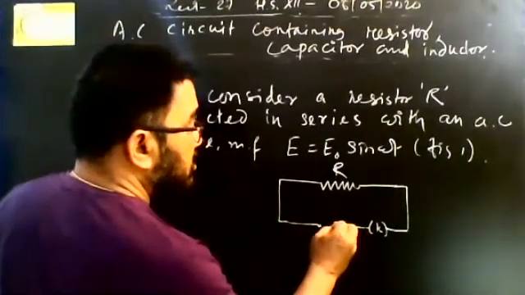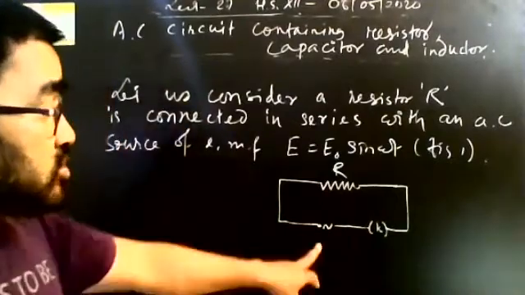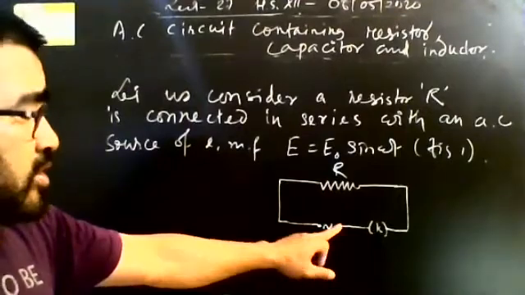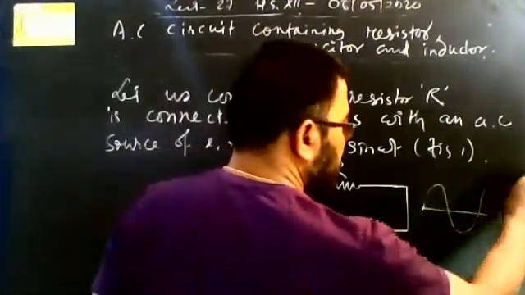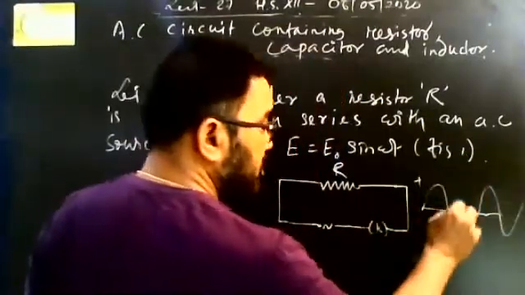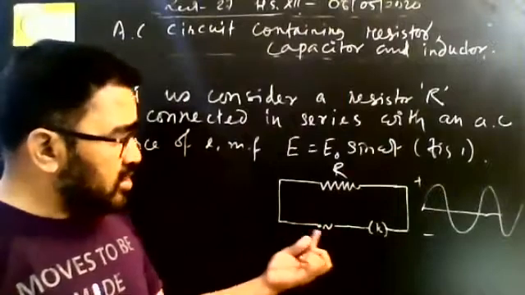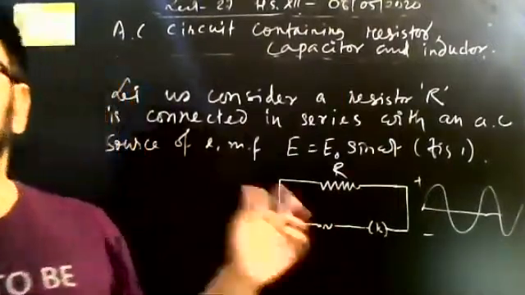So the source is alternating. There is no definite positive sign and negative sign, because alternating current always changes its direction, positive and negative. So at all times it changes its direction. That is why we cannot give any directional motion of current.